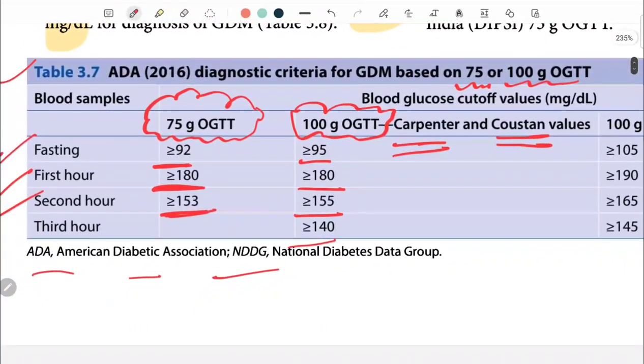According to the Carpenter and Coustan criteria, the 100 gram OGTT has a 3-hourly test plus a fasting sample. The fasting sample is more than or equal to 95 mg per dL. First hour, second hour and third hour are respectively 180, 155 and 140 mg per dL. These are the cutoffs for the Carpenter and Coustan values.